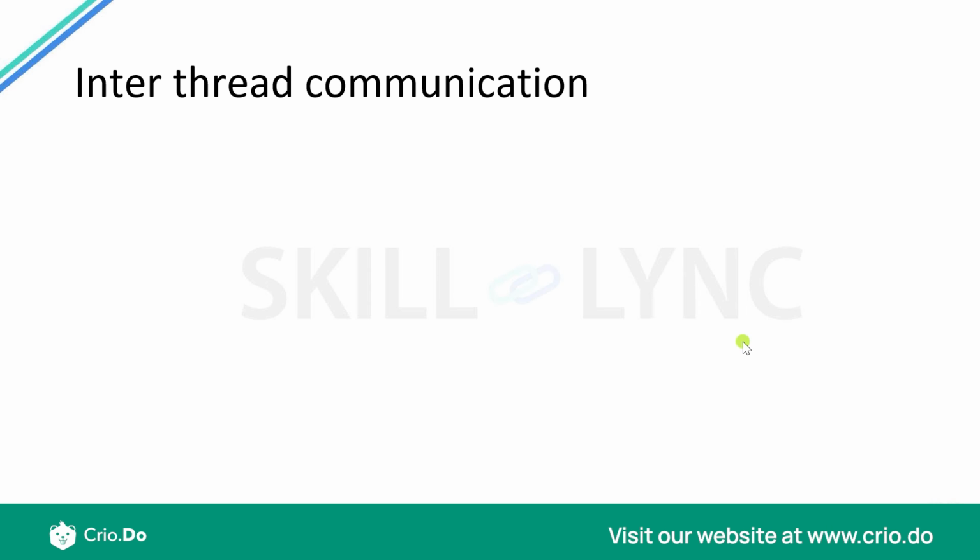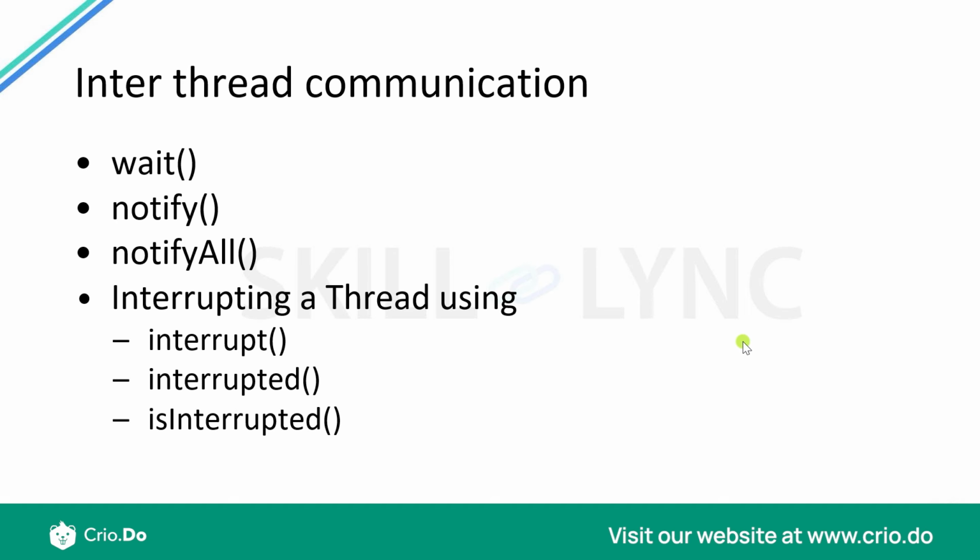The next thing which I want to talk about is inter-thread communication. One way is something which we have already seen using the join method. We also have the wait, notify and notifyAll methods. We will also see what is the meaning of interrupting a particular thread while it is working. We can use the interrupt method, and there are other methods like interrupted and isInterrupted which we can use. So let's go ahead and check all of these out.